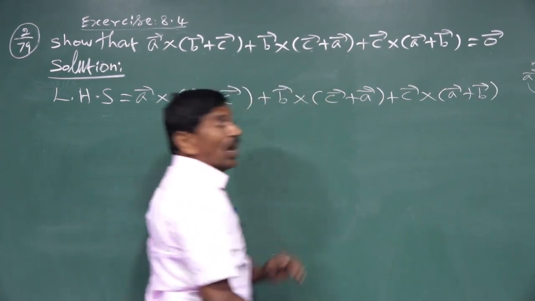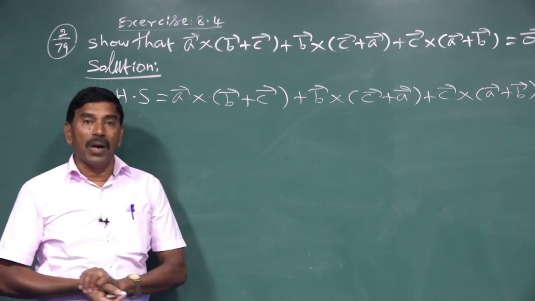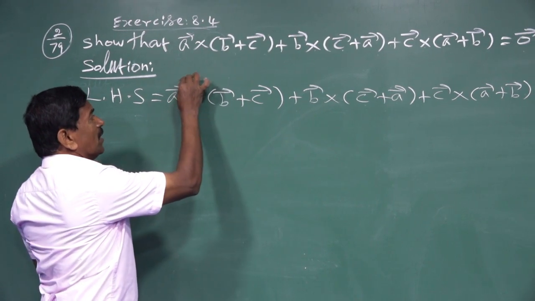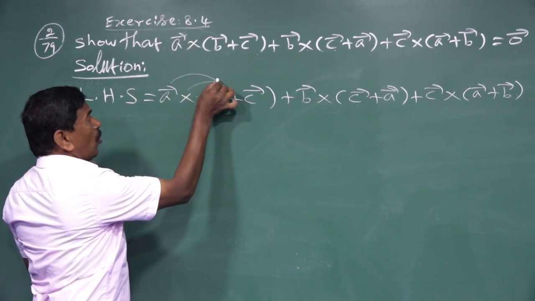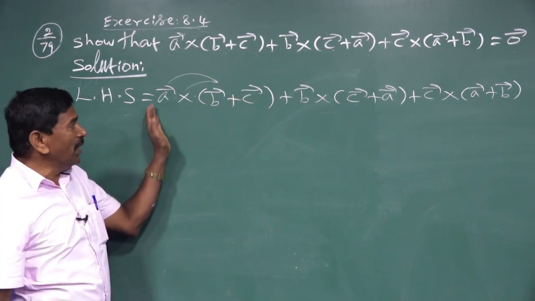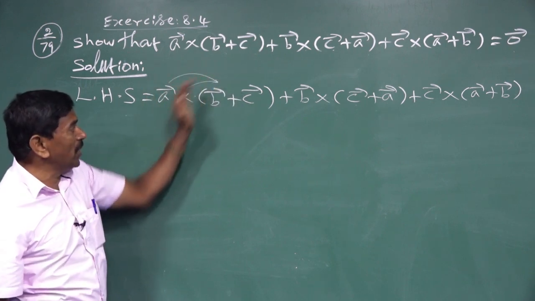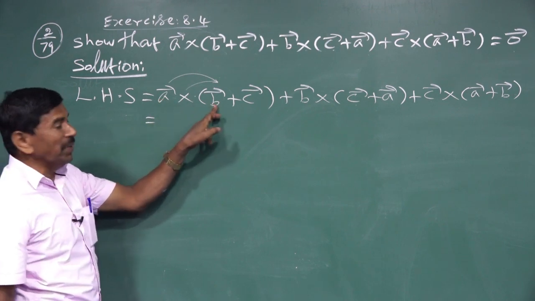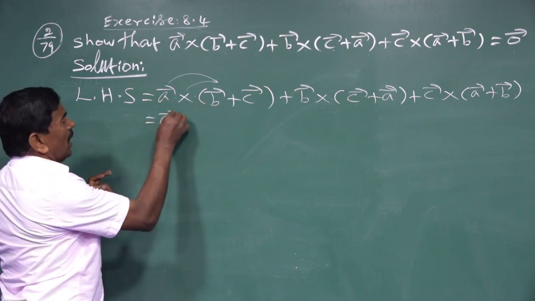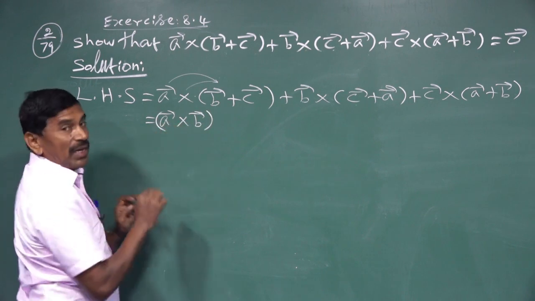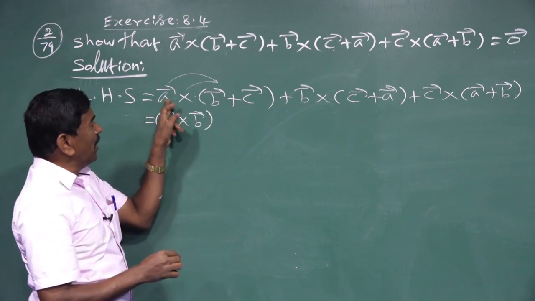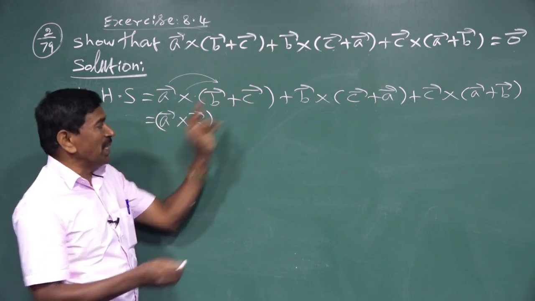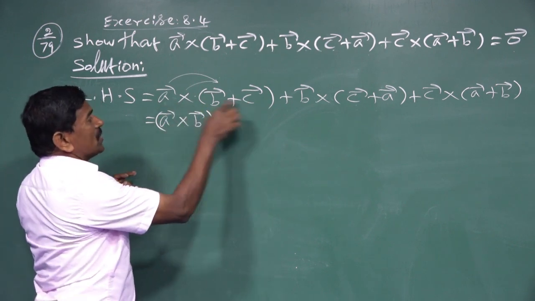Okay. Now I want to use which property? Very good. Distributive property. Here listen, it is very simple. A vector and the cross product going to multiply inside the bracket. We get A vector cross B vector. Okay. Next, A vector cross C vector. Because plus into plus is plus. So plus A vector cross C vector.